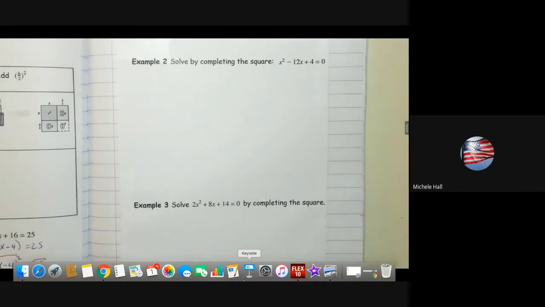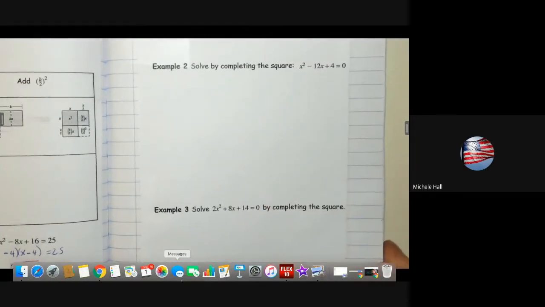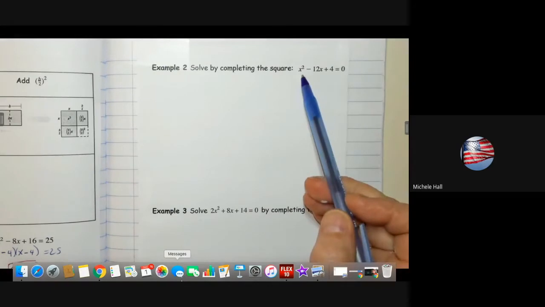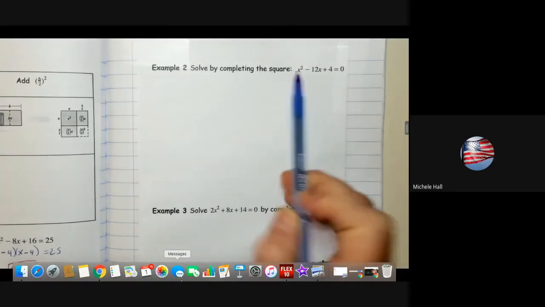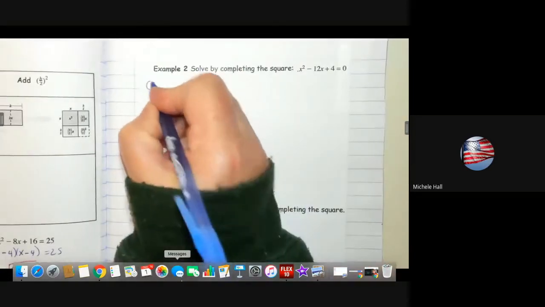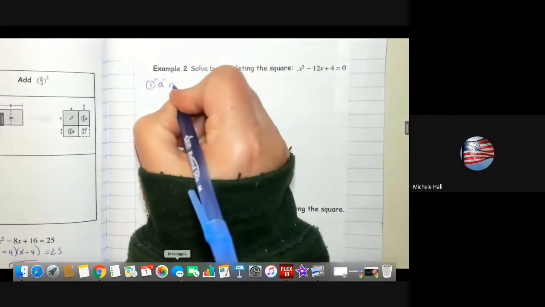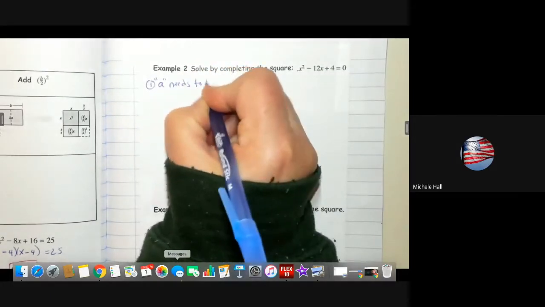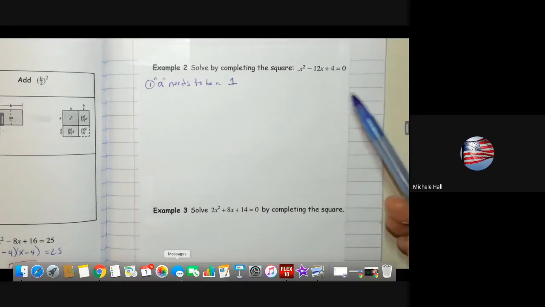Solve by completing the square. All right, completing the square. The first thing that we need to make sure is that the leading coefficient A has a 1. That's the very first thing. So A needs to be a 1. And it is. If it wasn't, then we would be dividing both sides by that leading coefficient.